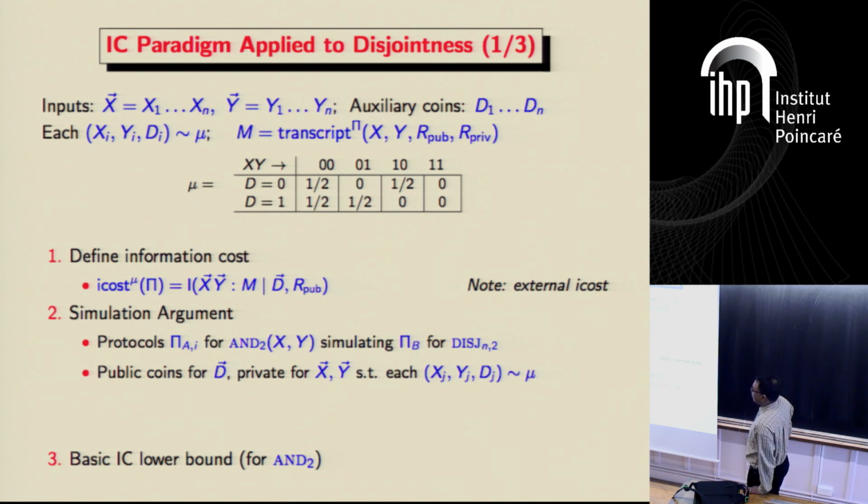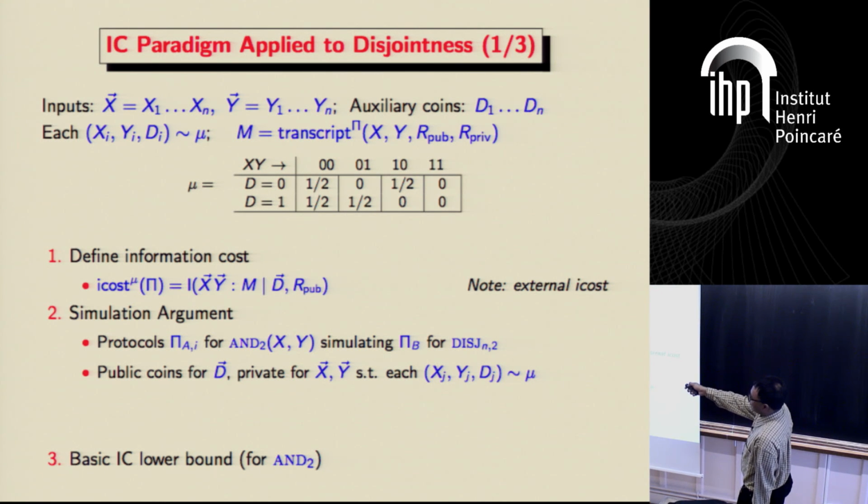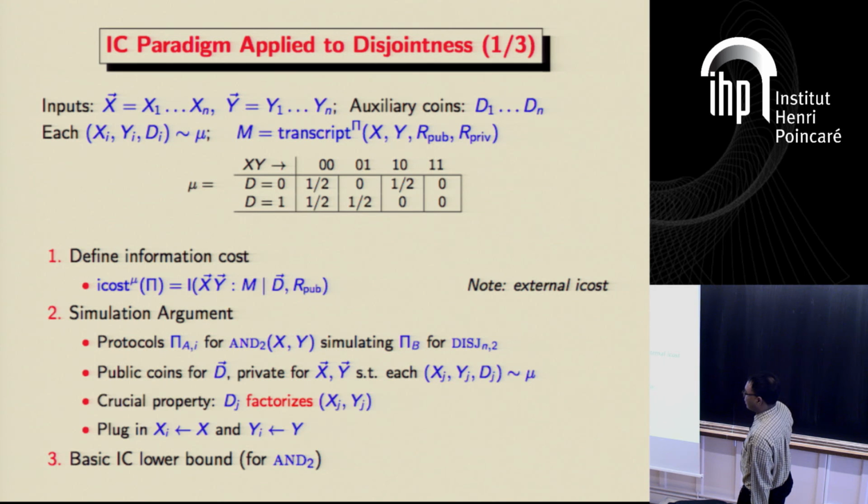So the simulation argument will now proceed as follows. We have a bunch of protocols for AND, right? Each of them will simulate a protocol for disjointness by doing this kind of padding. So use public coins to generate d, and then based on d we then generate x, y in each column according to this distribution, right?